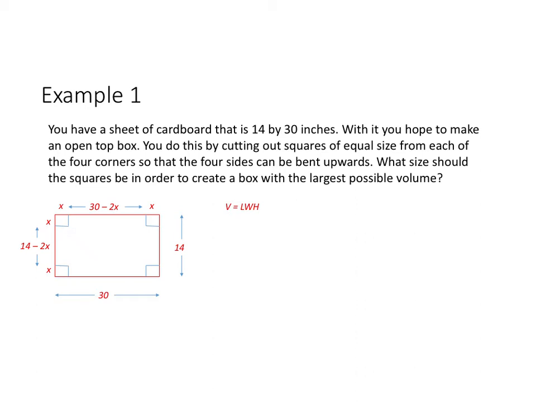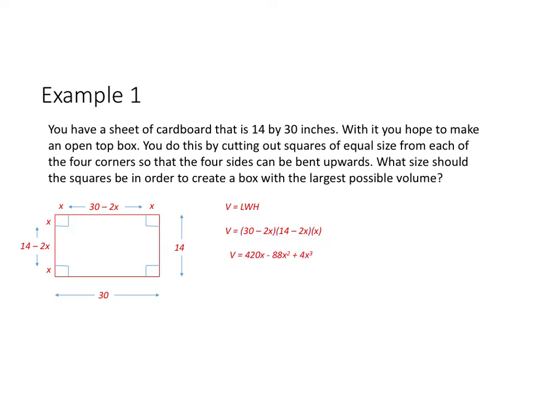Now we want to find volume. So what is volume of a box equal to? The formula for volume is length times width times height. If we relate that to our diagram, we can see that the length is 30 minus 2x, the width is 14 minus 2x, and the height is simply x. So there's our volume in terms of x.